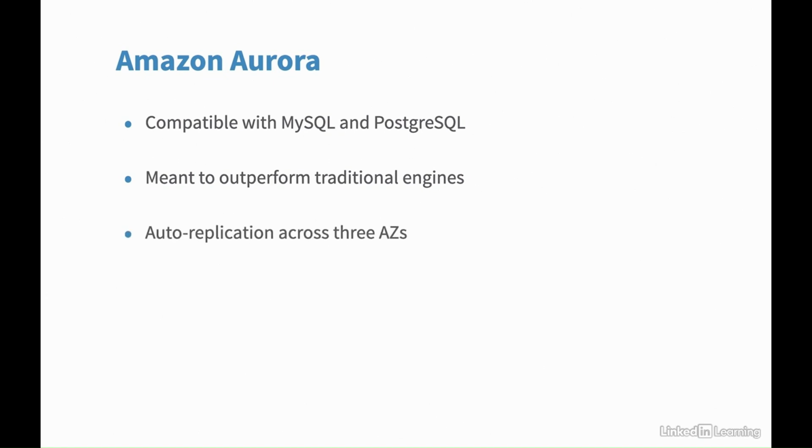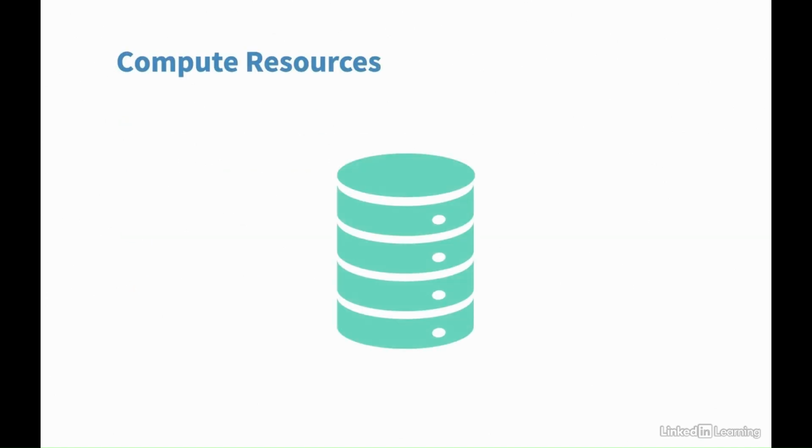Aurora is also highly available and durable, automatically replicating itself across 3 availability zones. It's even available in a serverless flavor that auto-scales in response to use, rather than needing to be pre-provisioned. Aurora's compatibility with existing engines means that it's an attractive migration target for organizations moving relational databases to the cloud. Back to RDS in general.